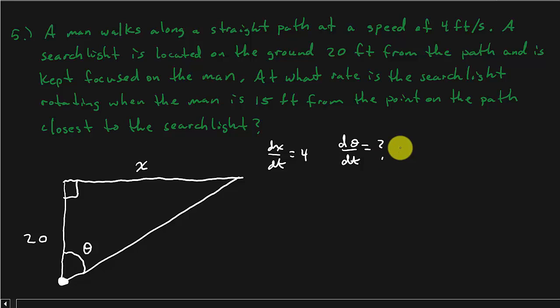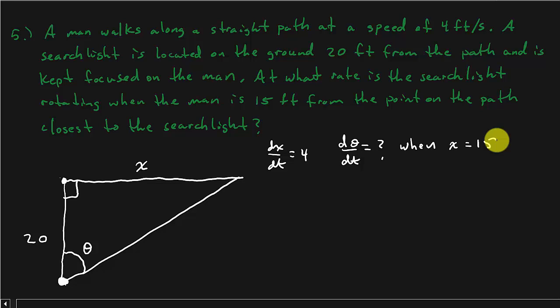And that is when what? The man is 15 feet from the point on the path closest to the searchlight. So here's the point on the path that's closest to the searchlight, and we want to know when he's 15 feet away from that. So that's when this distance x is equal to 15.